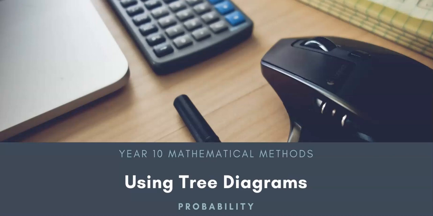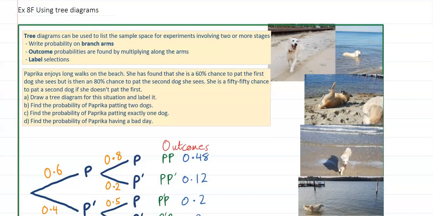Tree diagrams. This is a great way to list the sample space for various experiments, particularly if there's two or more stages. We generally try and write probabilities on the branch arms. You can see that in orange at the bottom. We can write the probability outcomes, which you can see in light blue at the bottom, and green is our label of the selection. So in the bottom case, P for patting dogs.